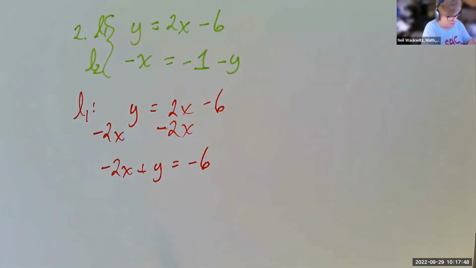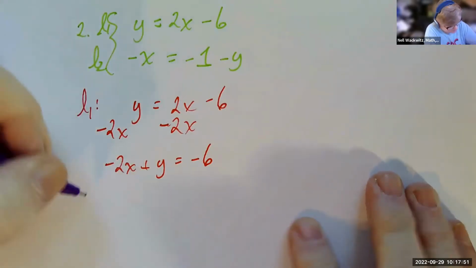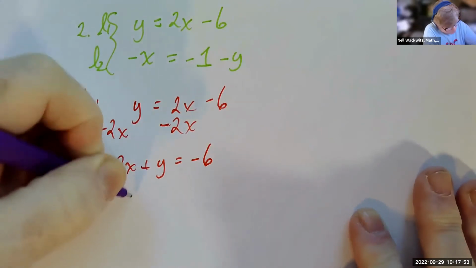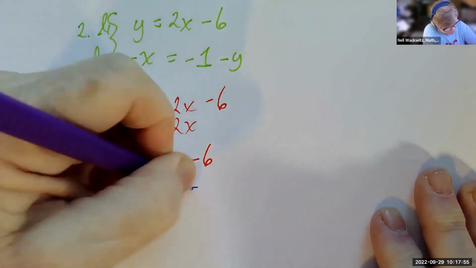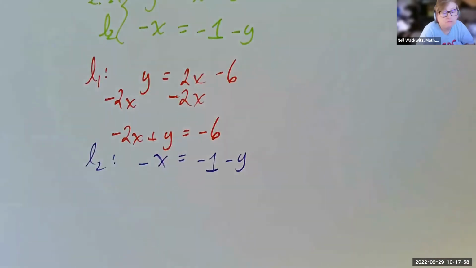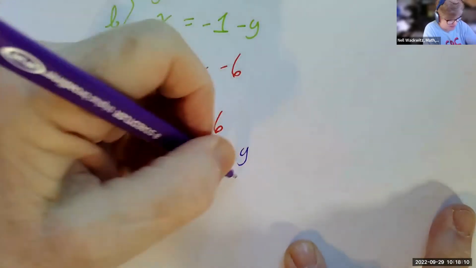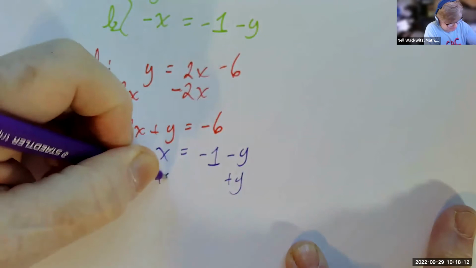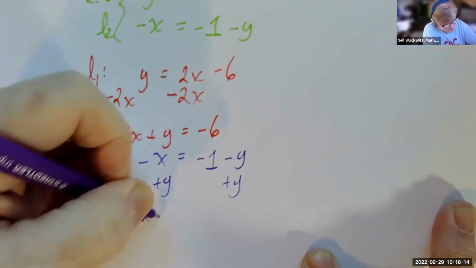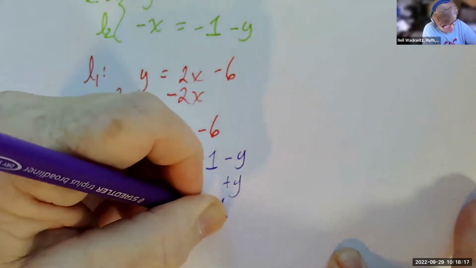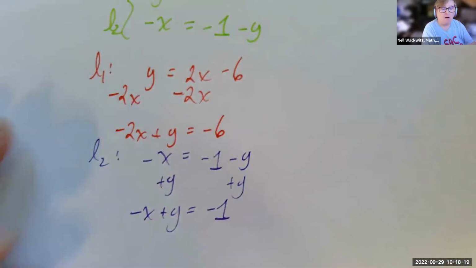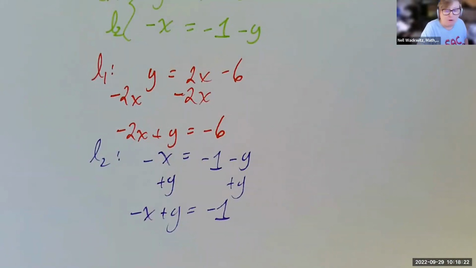Okay. So see, line 2 is currently negative x equals negative 1 minus y. Okay, so the x is already there, so we would bring over the y, right? A positive y, right? So we're going to add y. Yes. Okay, add y. So we have negative x plus y equals negative 1. Oh, okay. So are we happy with both lines? Yes.